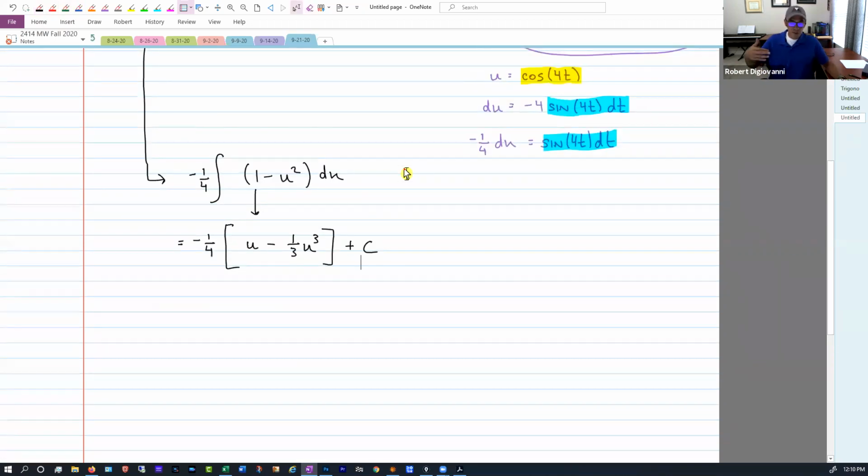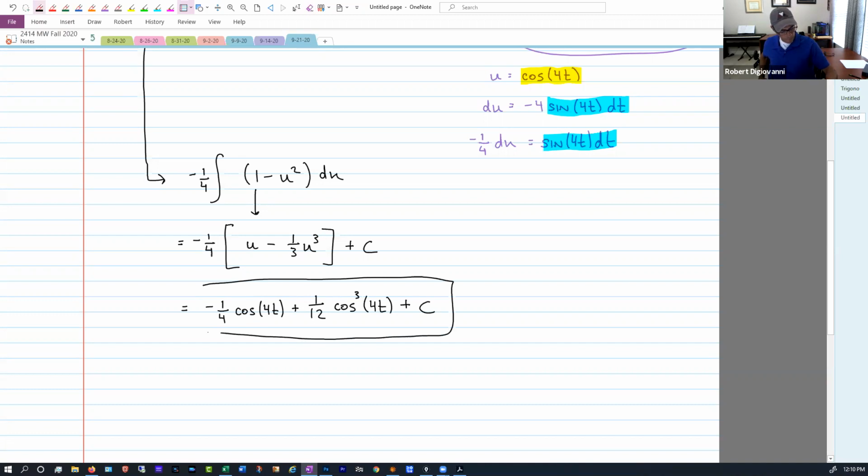And then we just replace u with what it was. And u was cosine 4t. So negative 1/4 cosine, not to the fourth, cosine of 4t plus 1/12 cosine cubed 4t plus c. There it is. I distributed, right? The negative 1/4 got distributed. And then I went ahead and cubed the cosine, and the other one I just left it alone.